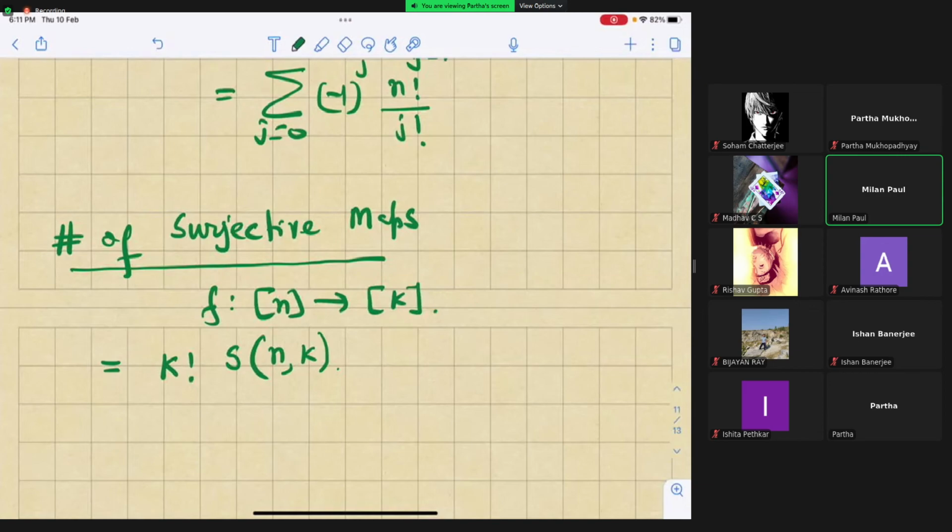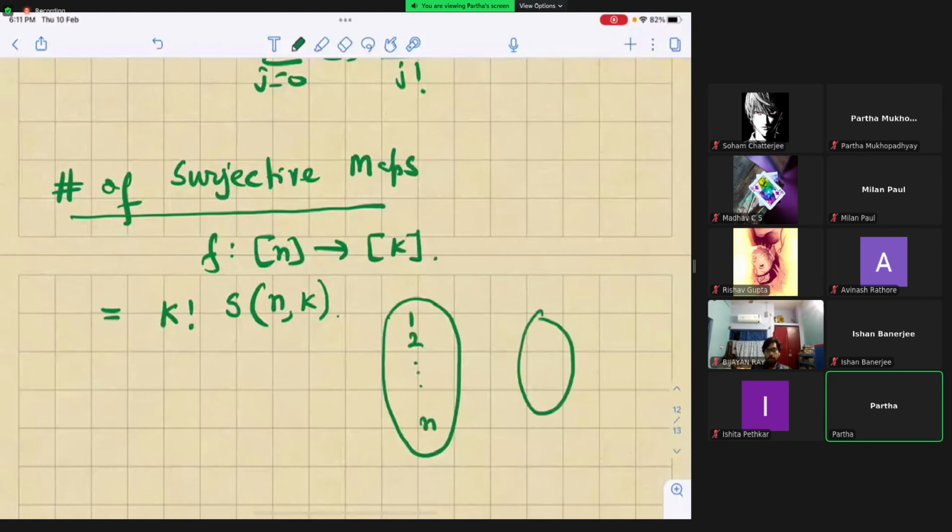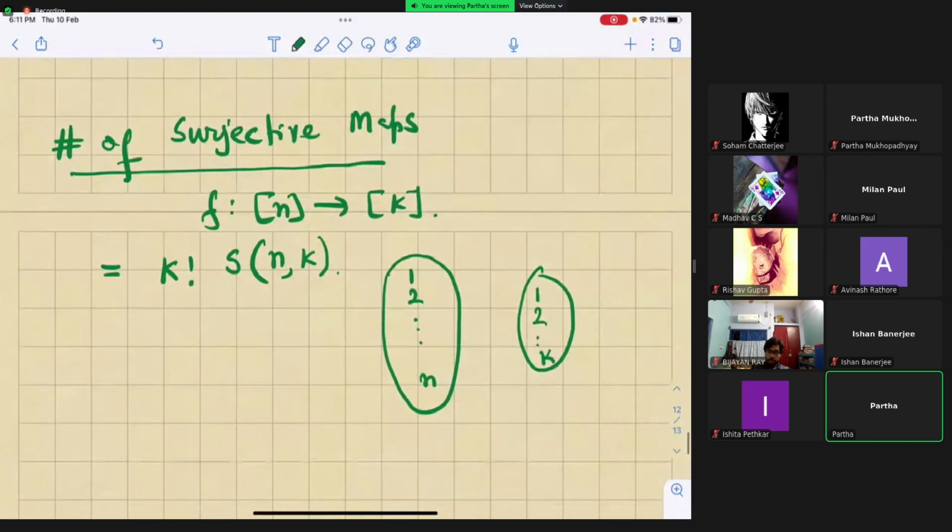So total number of functions minus injective functions. Yeah, your approach is right, but let's go step by step. The beauty of inclusion exclusion lies in defining the sets. So let's think, what are my A_i's? What is my A1, for example?